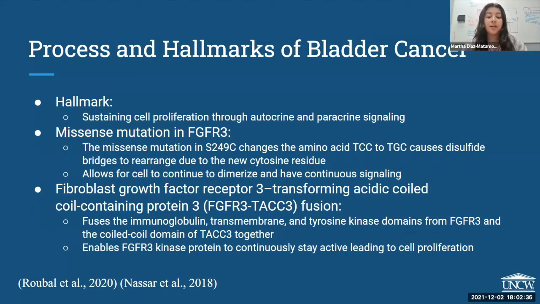The FGFR3-TACC3 fusion comes from a fusion of the FGFR3 immunoglobulin, single pass transmembrane, and tyrosine kinase domains to the TACC3 coiled coil domain. This fusion keeps the kinase protein active, which leads to cell proliferation as well.